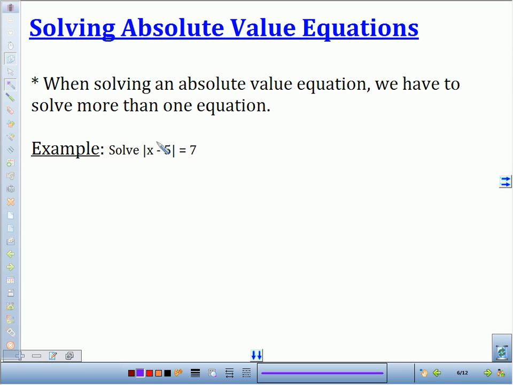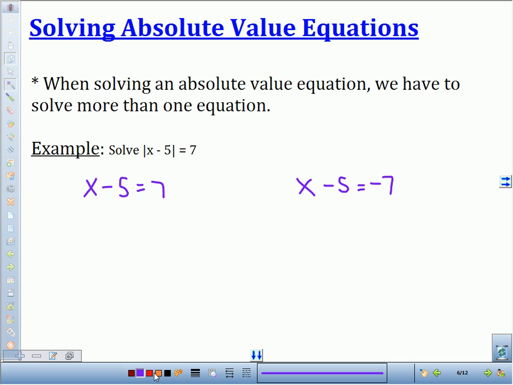For instance, if I had the absolute value equation, the absolute value of x minus 5 equals 7, I can't just solve x minus 5 equals 7. It would be nice, but that's not the only equation I have to solve. I also have to solve x minus 5 equals negative 7. So I have to take what's on the right side of the equation and change the sign.